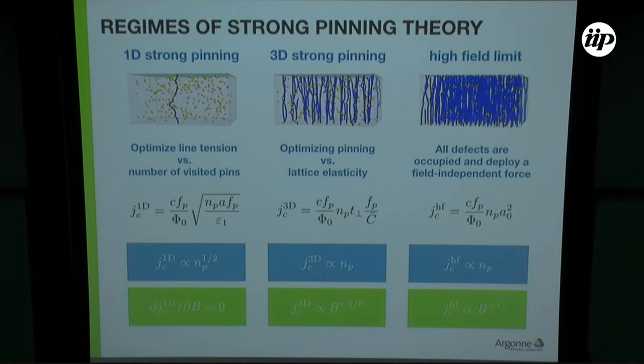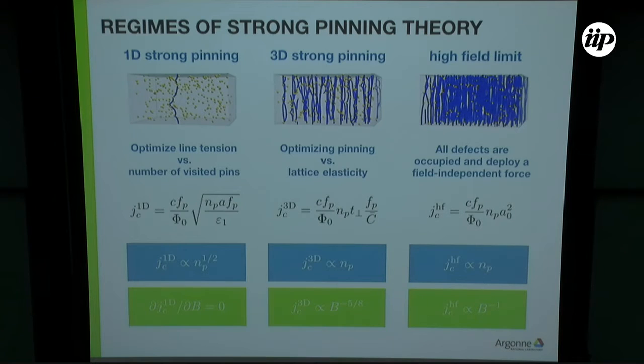And we identify 3 regimes of strong pinning theory. One regime we call the 1D strong pinning regime, where essentially the vortex is isolated from all the other vortices and has to optimize its line tension versus the number of pins that are visited. And in that case, one expects the critical current to scale like the square root of the number of particles or the density, and to be independent of the magnetic field. And these scalings are highlighted here.